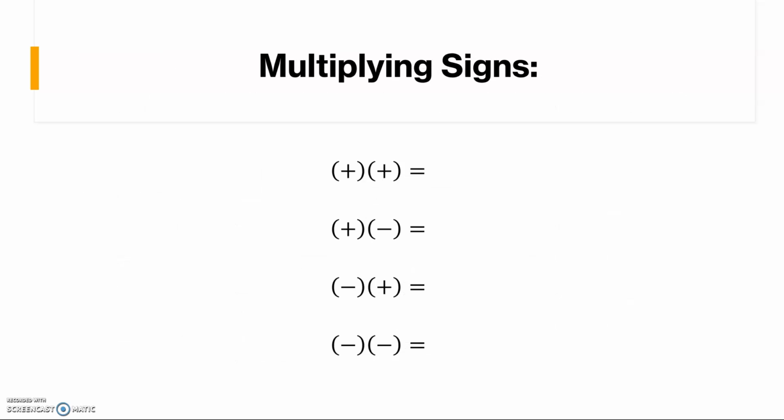Okay, now let's just go over multiplying signs. If you have a positive number times a positive number, that will give you another positive number. If you have a positive number times a negative number, that will give you a negative number. If you have a negative times a positive, that will still give you a negative. It doesn't matter if these are switched or not. If you have a negative anywhere in there times a positive, it'll give you a negative number. And then a negative number times a negative number, that will give you a positive number.